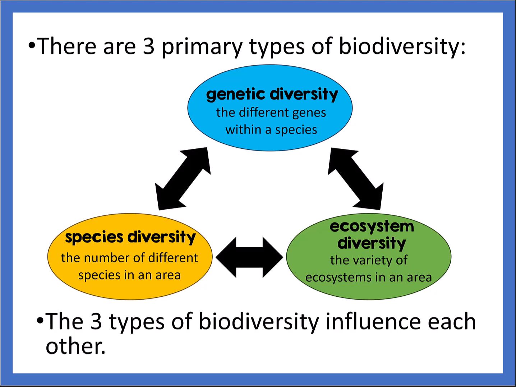And these three types of biodiversity influence each other. So if there is high ecosystem diversity, there may be species there that have high genetic diversity because they have a lot of different environments that they need to occupy. And so on, there might be a little bit of a higher species diversity if there's higher ecosystem diversity, and so on.